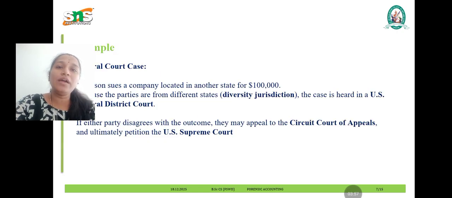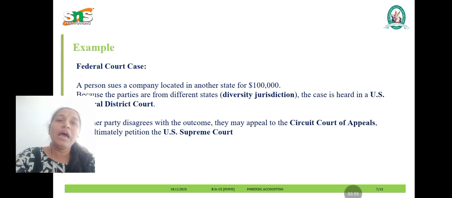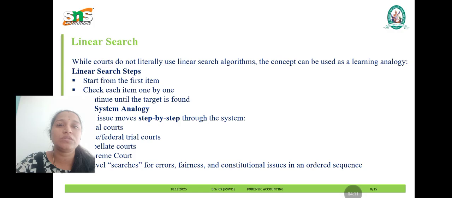Here we use juries and jurisdiction. For example, a person sues a company located in another state for a dollar amount of 1 lakh, because the parties form a diversity jurisdiction case here in the US court. And finally, the outcome goes to the circuit courts on appeal.